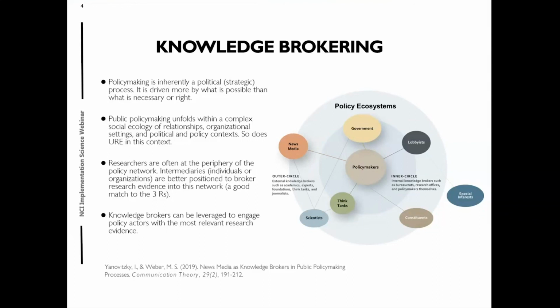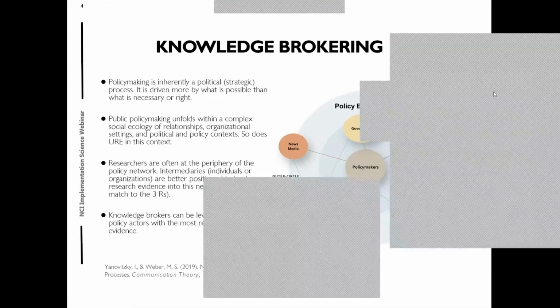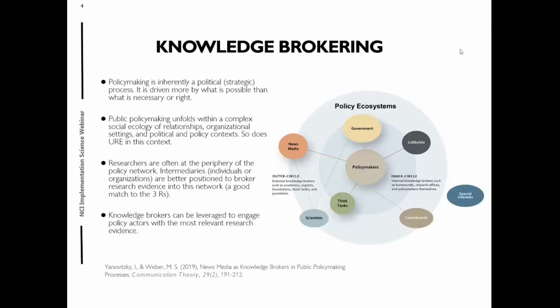Now, I don't think you're going to be surprised to know that if you look at the policy ecosystem as we depicted here, you can see that there are many entities involved, anything from government and lobbyists to think tanks, policymakers and scientists. And scientists often tend to be in the periphery of that network. Why? Because we don't engage as much as policymakers. We have different sets of values and different sets of routines, and that can generate some challenges.